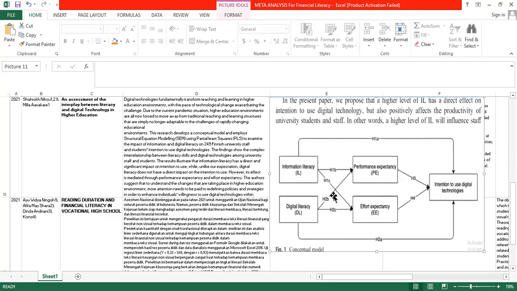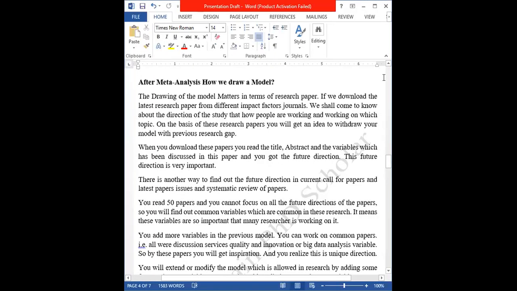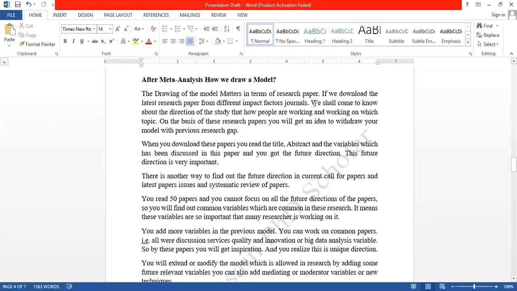This is a model in which we can add two or three variables as well, or we can also use a different technique like FGLS or GMM or any other technique in this variable. And we can also add a mediating or moderating variable in this model as well, as we can add a moderator of technostress as well. So you can draw meta-analysis, and after that you can decide about your final topic, and you can finalize your model as well.